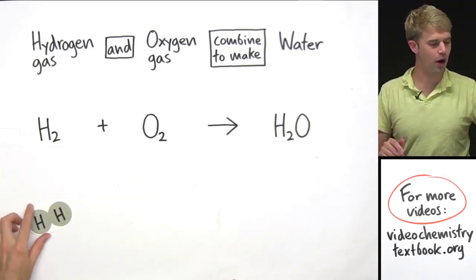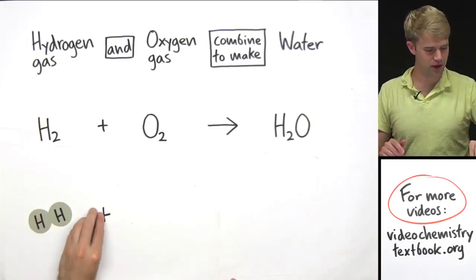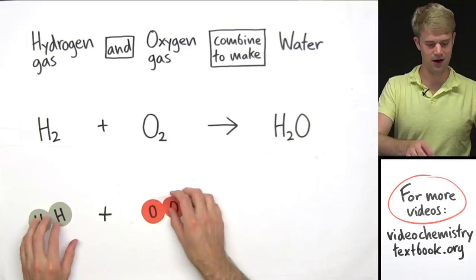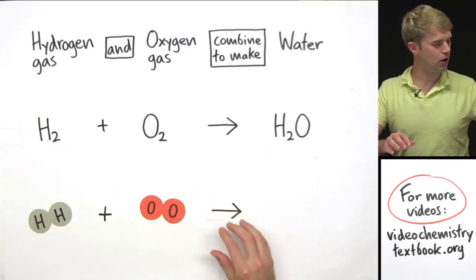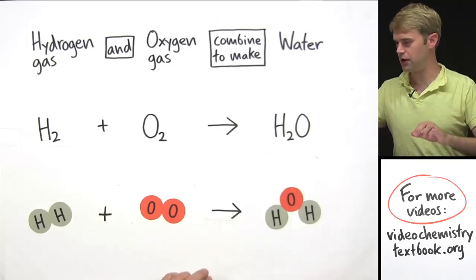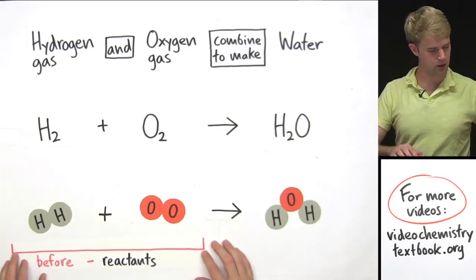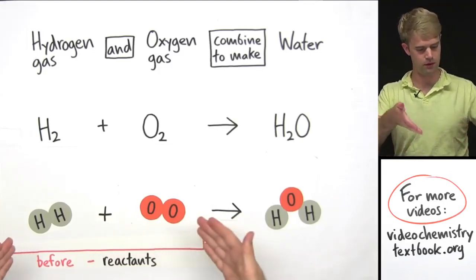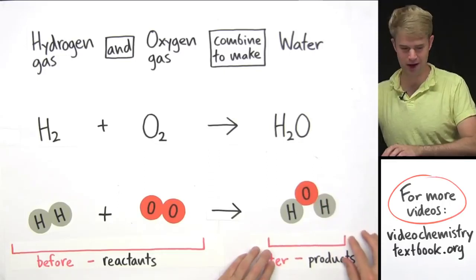Okay? We've got one molecule of hydrogen gas, H2. Then we have one molecule of oxygen gas, O2. We got our arrow here, and H2O, water, is over here. Just like we saw previously, this side of the equation is what we start with. It's our before. We've got our reactants, and over here is our after, our products.